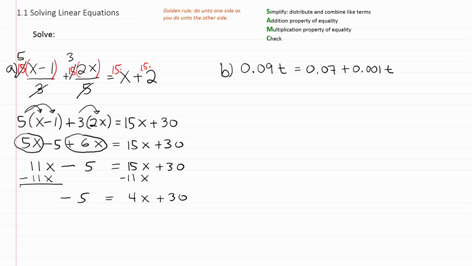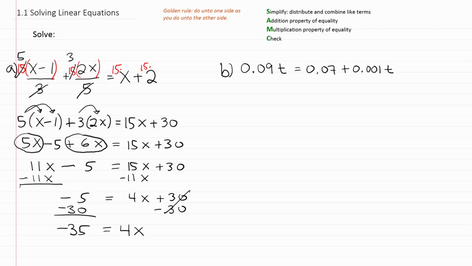So the next step of the process is to continue using the addition property of equality, but this time to get rid of this 30. We don't want the 30 near the x, we want to get that away from x. So in order to do that, we need to subtract 30 from both sides. That will remove the positive 30 from the right-hand side of the equation. So I'll do minus 30 to both sides. And we'll end up having negative 35 is equal to, this cancels out, and we'll have 4x.